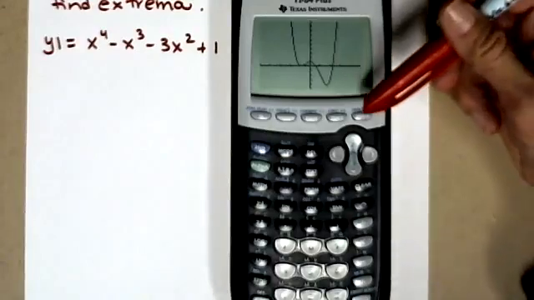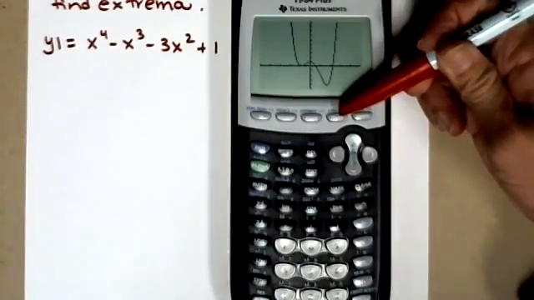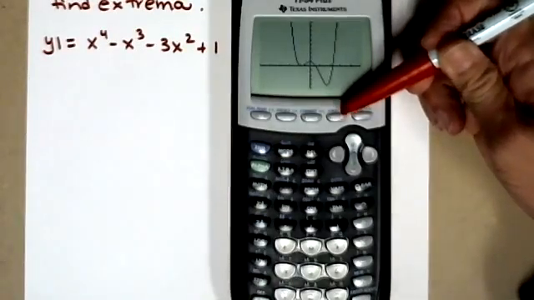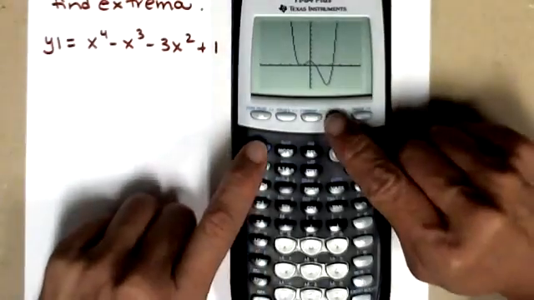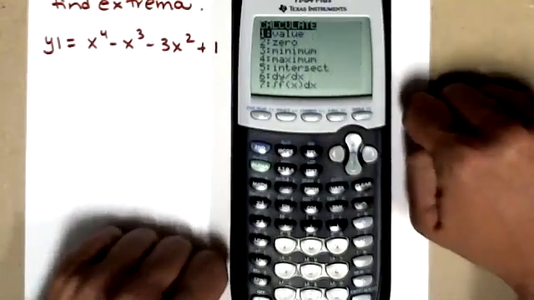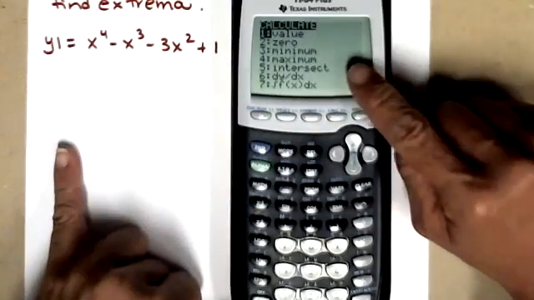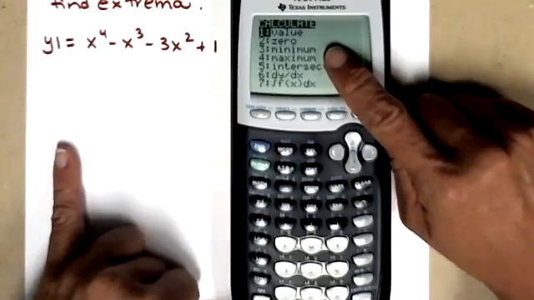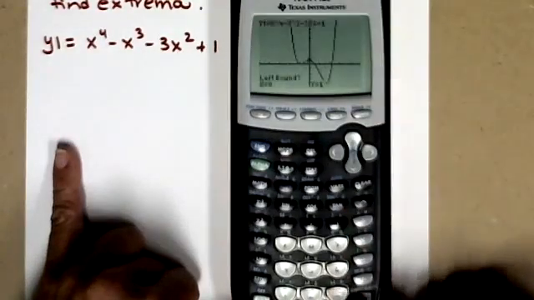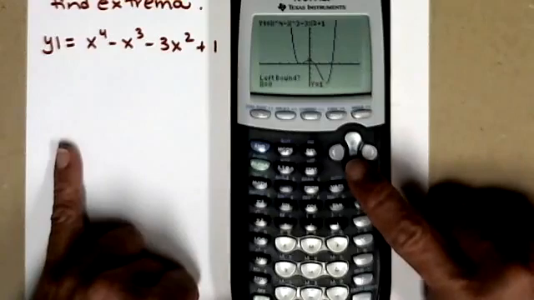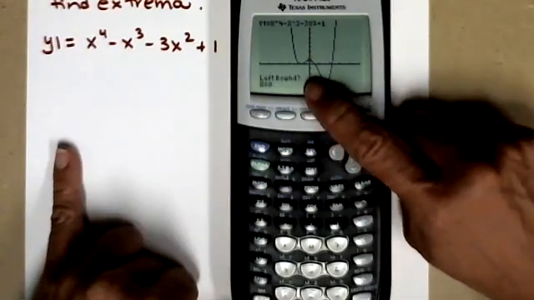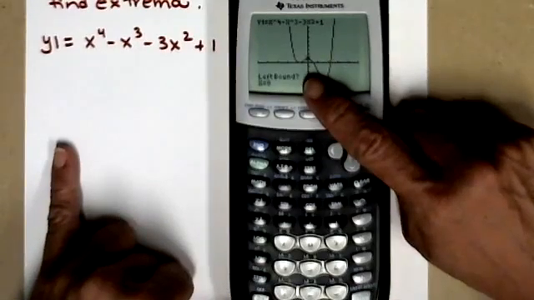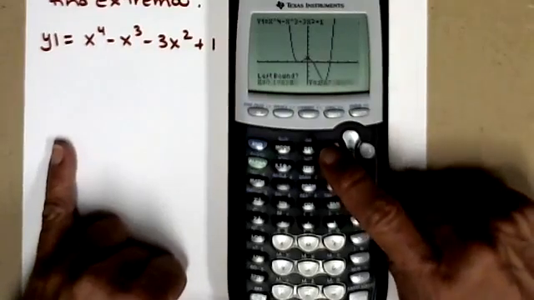The menu we need is this blue one up above the fourth key that says Calc. To get to the blue things, you hit the blue button first, so blue and that button. Let's find a minimum first, because I know I have some. So option 3. I just typed 3. You can also arrow down till you get over the 3 and hit enter. Now you'll notice we're going to be prompted for three things: a left bound, a right bound, and a guess. Every single time we do it, that's going to happen.